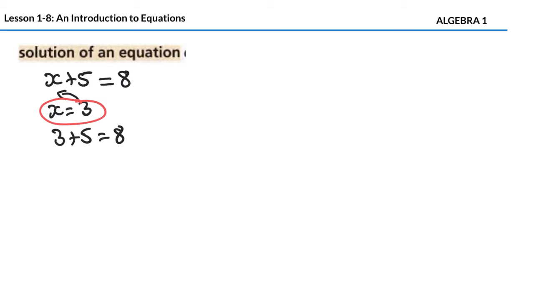So what do we understand by the solution of an equation? A solution of an equation containing a variable is a value of the variable that makes the equation true. So the value of the variable that makes the equation true is called the solution of an equation. So in this example, 3 is the solution of this equation. So do you understand now what we mean when we say solution of an equation? So let's try a problem based on this understanding.